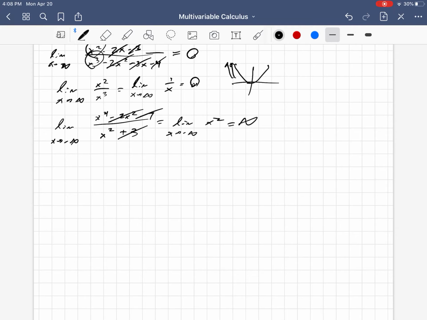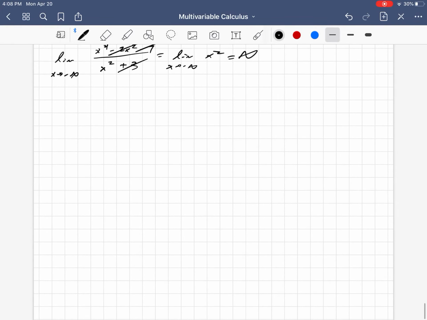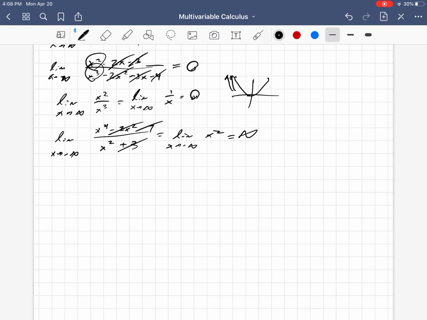And now as you plug in negative infinity, right, x squared is a parabola. It goes up like this and up like that. So the whole limit just becomes infinity because you get bigger and bigger numbers as you go to the left of this parabola.